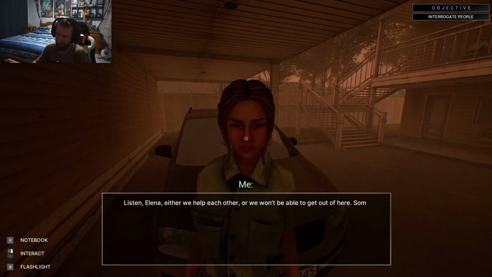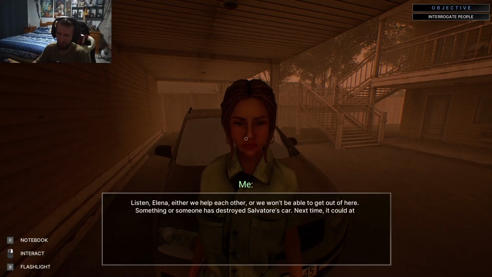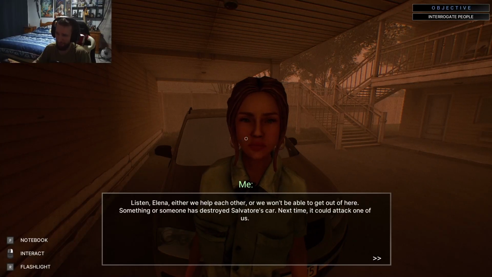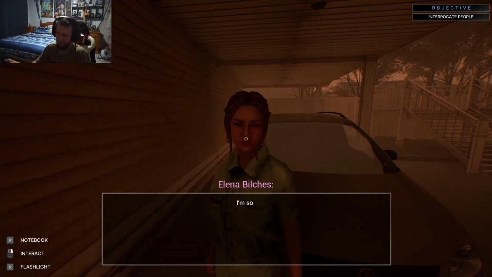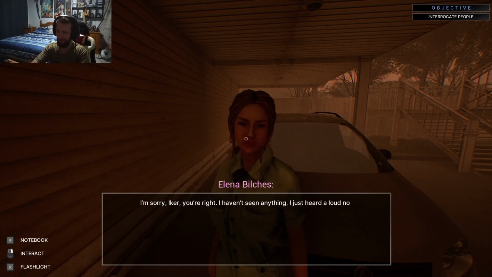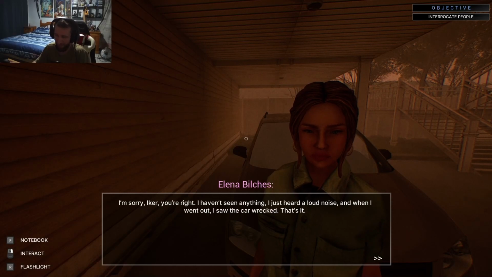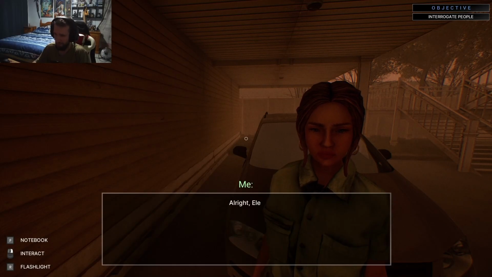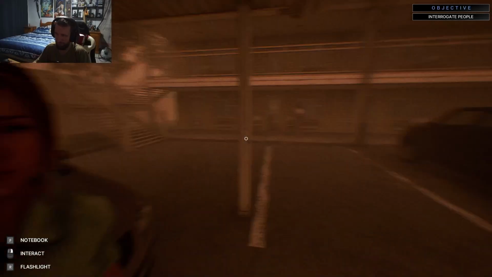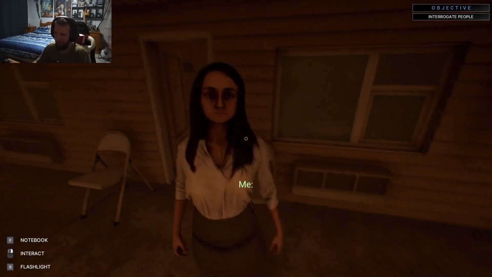Listen, Elena, either we help each other or we won't be able to get out of here. Something or someone has destroyed Salvatore's car. Next time it could attack one of us. I am sorry, Iker. You're right. I haven't seen anything. I've heard loud noises and when I went out, I saw the car wrecked. That is it. Alright, Elena. Thank you. We have this lady, but she's always so uptight and angry.